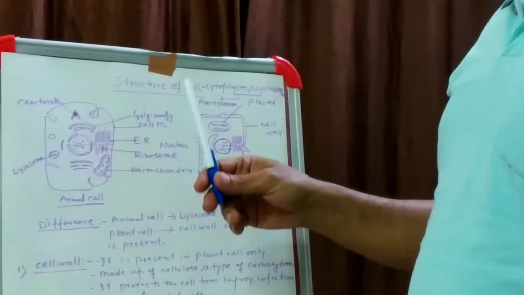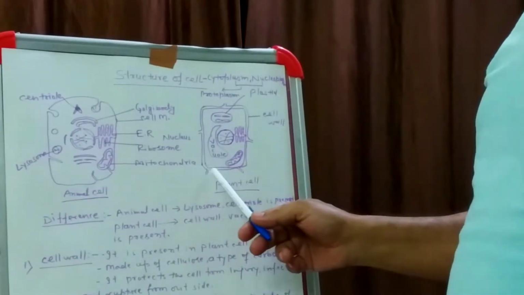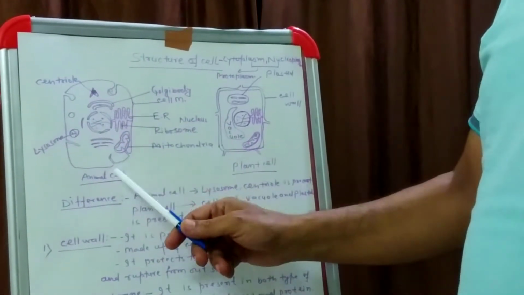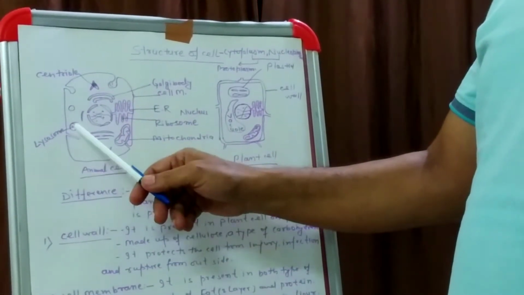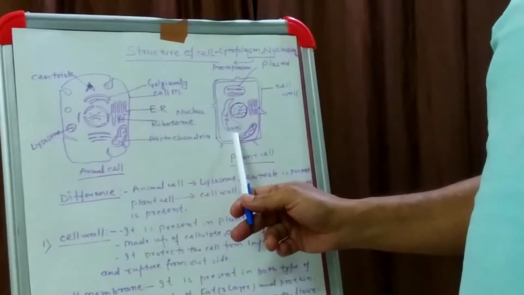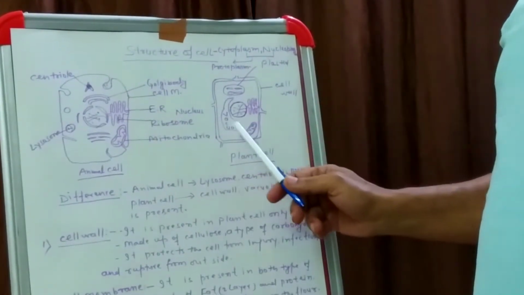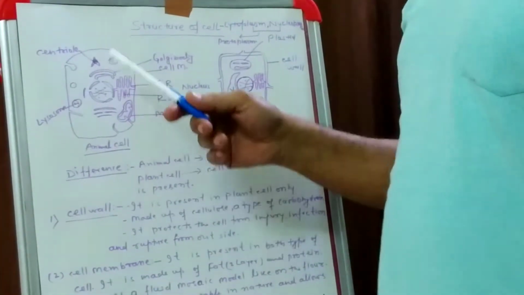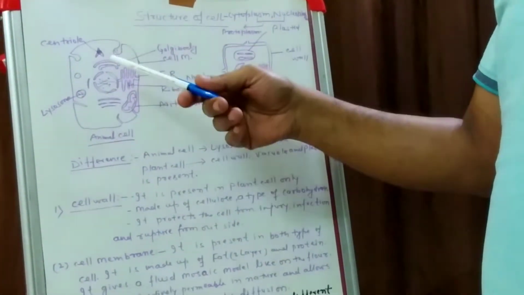For example, you find here in the plant cell, the cell wall is there, and in the animal cell, the cell wall is not there. In the animal cell you find lysosome here, and in the plant cell there is no lysosome. In the plant cell you will find vacuoles; here there is no vacuole, or if a vacuole is present, it remains incipient or negligible.